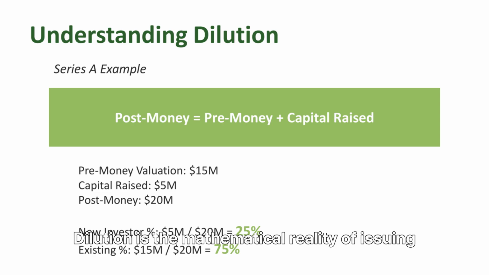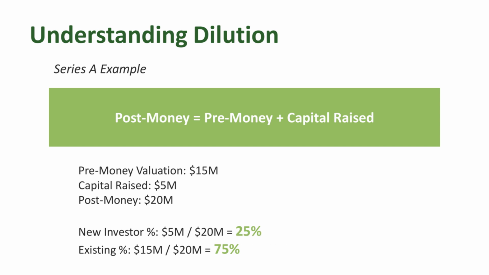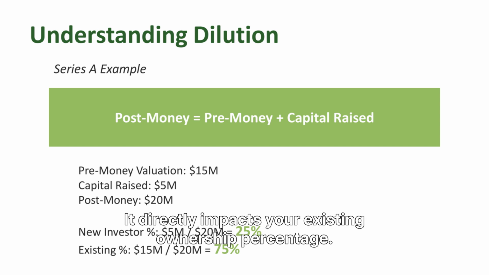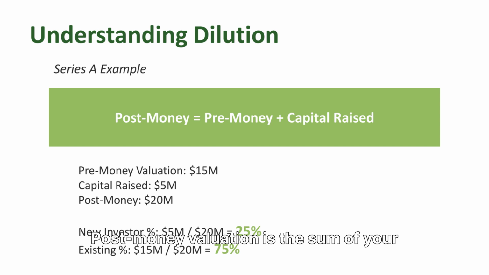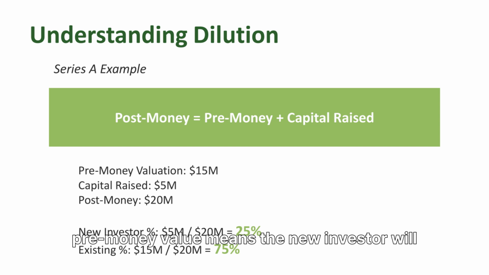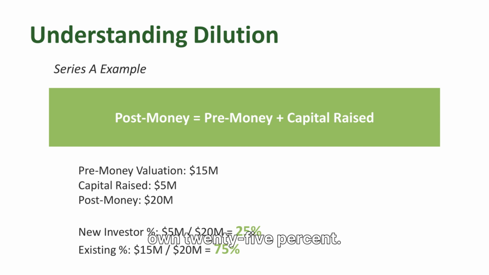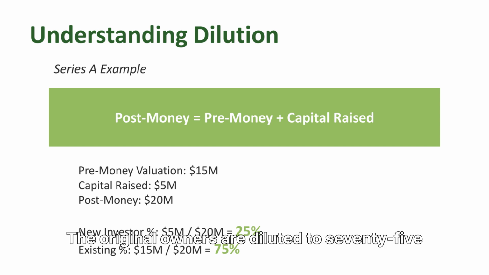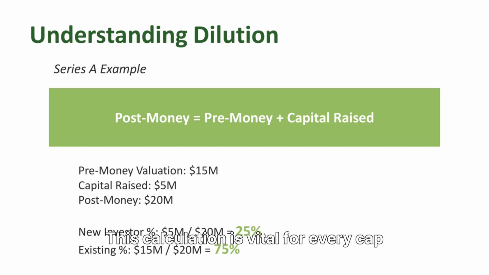Dilution is the mathematical reality of issuing new shares. It directly impacts your existing ownership percentage. Post-money valuation is the sum of your pre-money value and the new capital raised from investors. Raising $5 million on a $15 million pre-money value means the new investor will own 25%. The original owners are diluted to 75% ownership. This calculation is vital for every cap table.